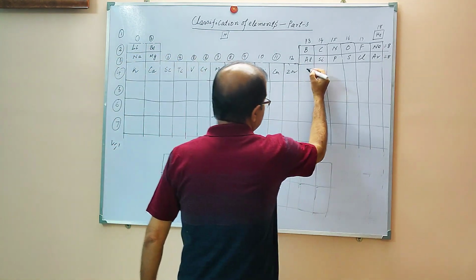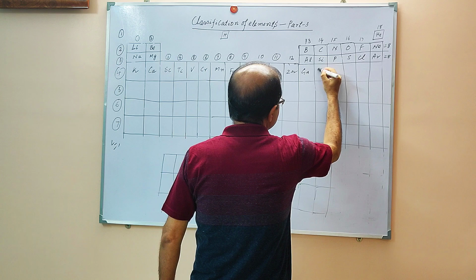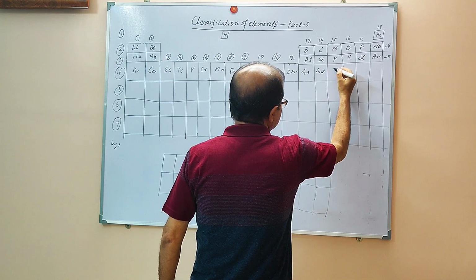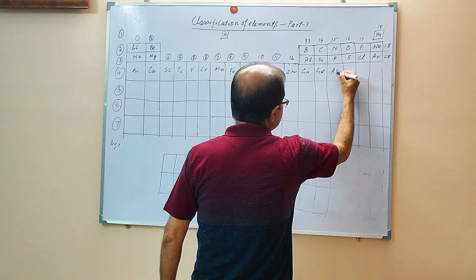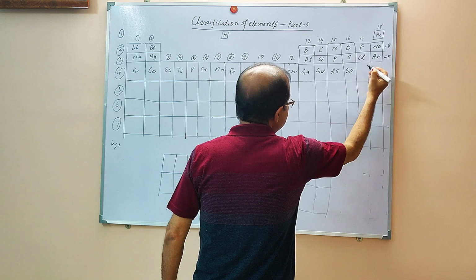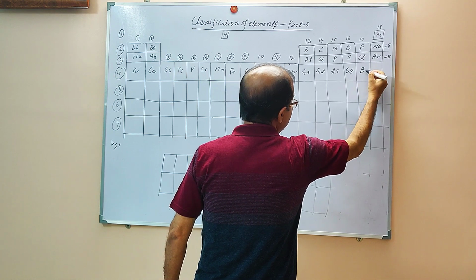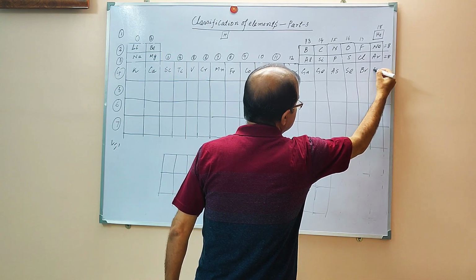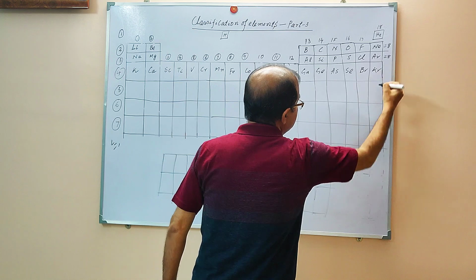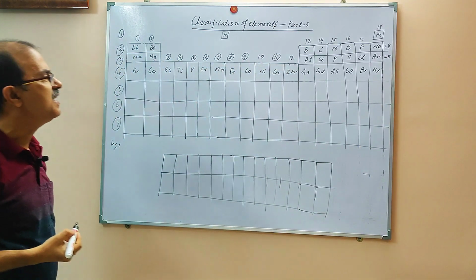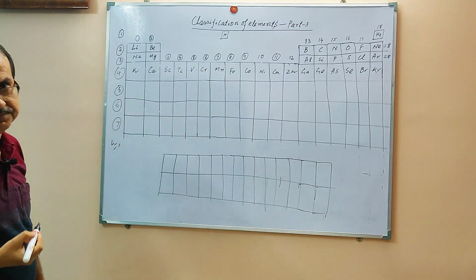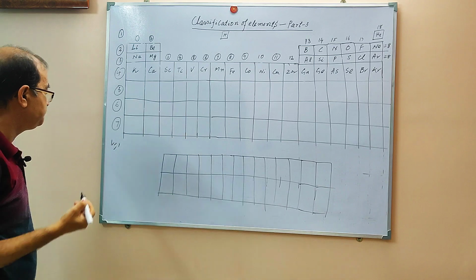After this, there is gallium, germanium, then arsenic, selenium and bromine, and the last element is the noble gas krypton.